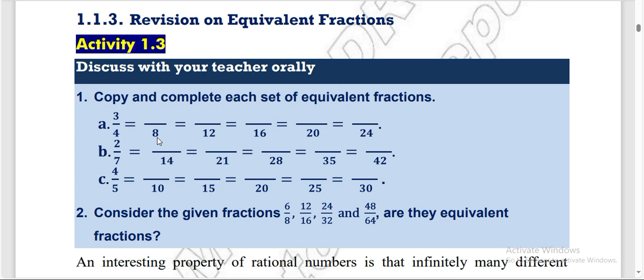On number A, the given fractions are 3 over 4 equal to x over 8. The denominator is given, but the numerator of the second fraction is not given, so we can simply multiply by cross: 3 times 8 equal to 4x. So 24 over 4 equal to x, which means the value of x here is 6. So 3 over 4 equal to 6 over 8.